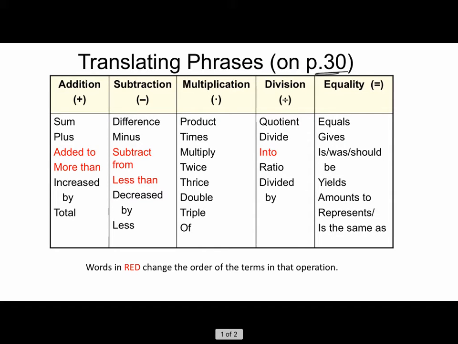So if you see the words in that column, then they mean addition. If you see the words in the next, that means subtraction. So why are some of these red instead of regular black? The reason is that red words change the order. So if I said 5 added to 2, I'm not saying 5 plus 2. I'm saying 5 is being added to 2. So you start with 2 first. That's why the red words are pointed out that way, because they change the order that the numbers come in, or the letters, depending if it's a variable.